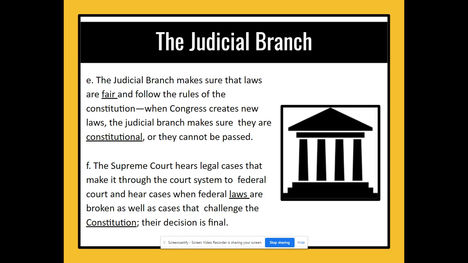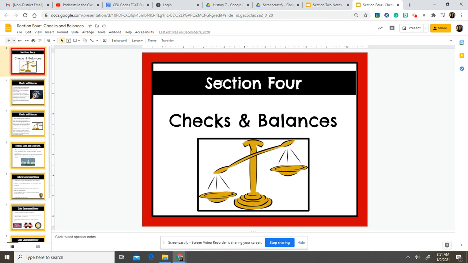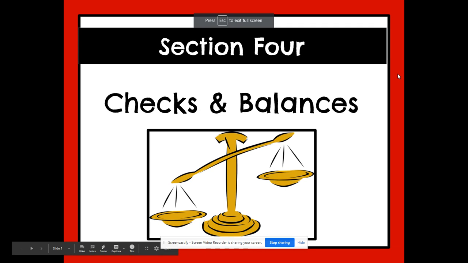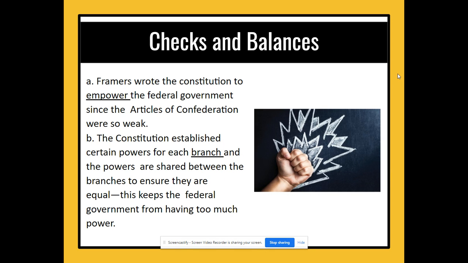So now that we know what the 3 branches are, who it's made up of, we've discussed terms and things, we're going to look at the checks and balances that are involved in order to make sure that each of these different branches are not becoming too powerful or having more power than the other, that the decisions that they make are fair because they are checking one another.